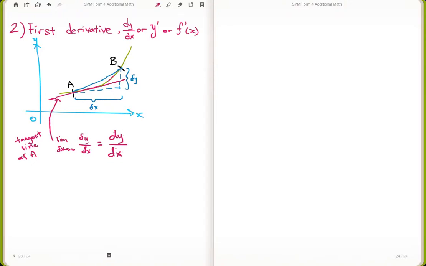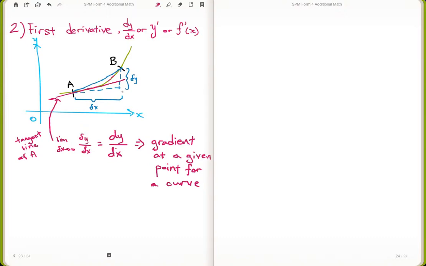So in short, dy dx represents the gradient at a given point, at a given coordinate, the gradient at a given point for a curve. If it were to be linear, then things would be much easier. But when it's a curve of a given equation, then the gradient at a particular point A is different than when the point is at other places of the curve.